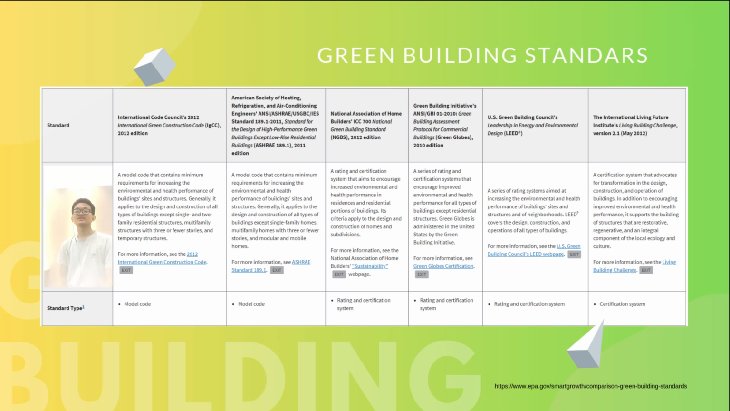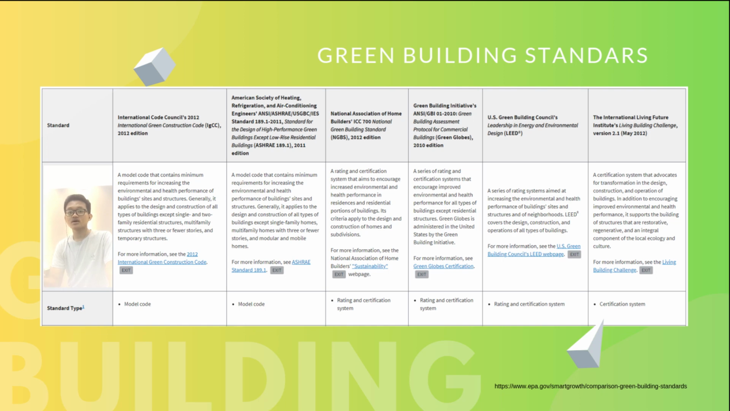This is the building standard, green building standard. So there are 6 points of that. Maybe there are many more standards in every country, because the needs of every area are different, right? This is the international one, and the first is the International Code Council in 2012.